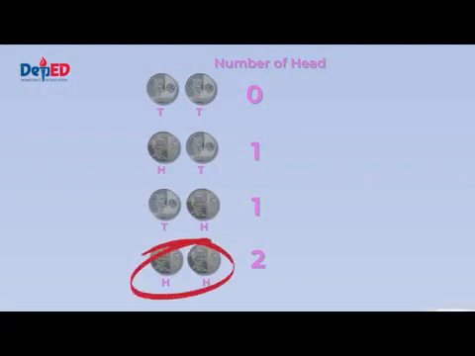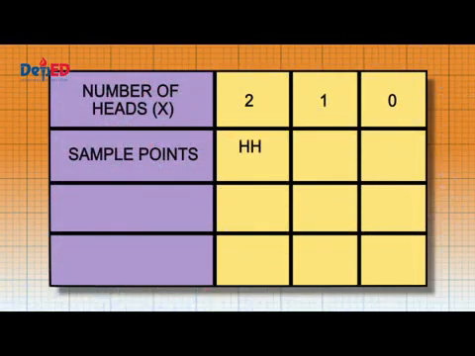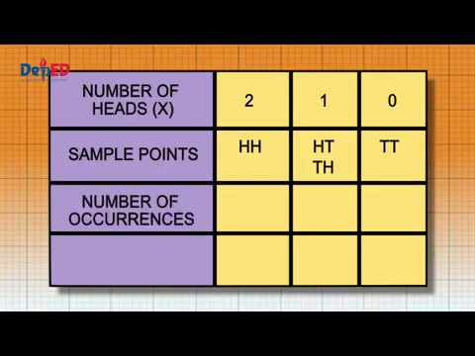Where will we place 2 heads? Tail followed by head, head followed by tail, and 2 tails. Let's see. 2 heads, head followed by tail, tail followed by head, and 2 tails. Let's see. Did you get the proper placement? That's good. The number of occurrence refers to the number of items in each sample point.